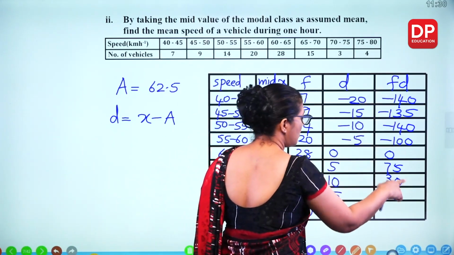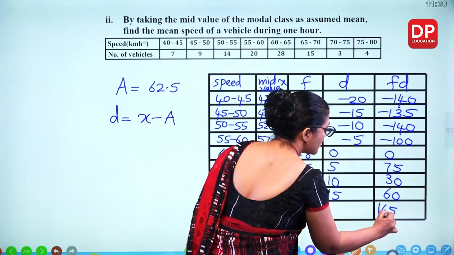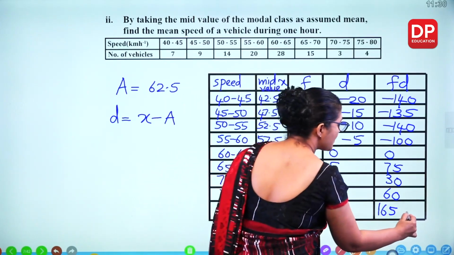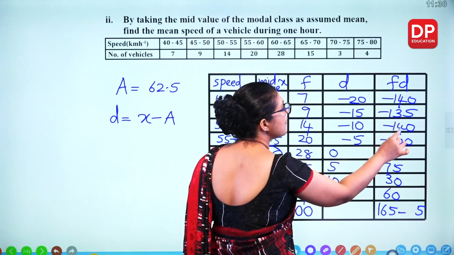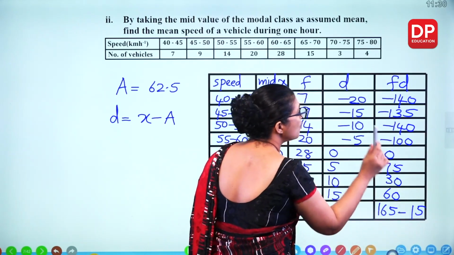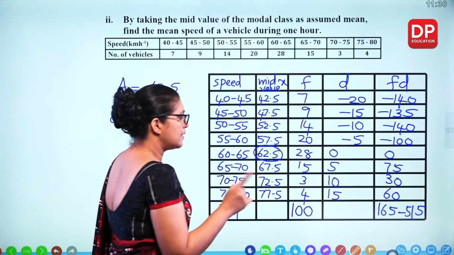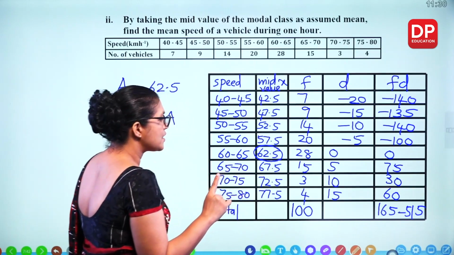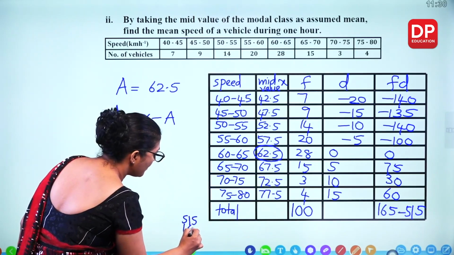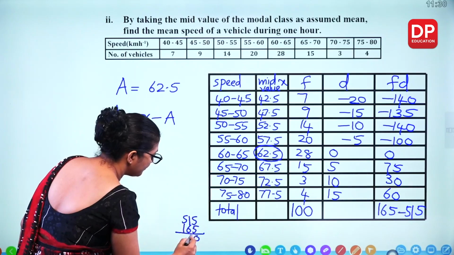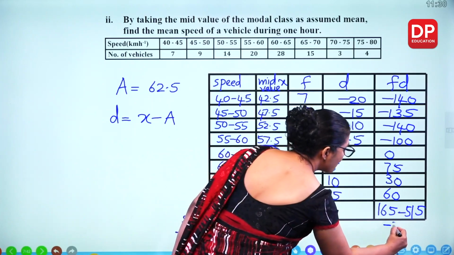What's the positive FD values? You get 5, 16, 165. Negative ones, 5 here, 4 plus 3, 7, 7 plus 4, 11. 1 remaining, 2, 3, 4, 5. Then what's the difference? Minus 515 and 165. So you get minus 350 as the total.